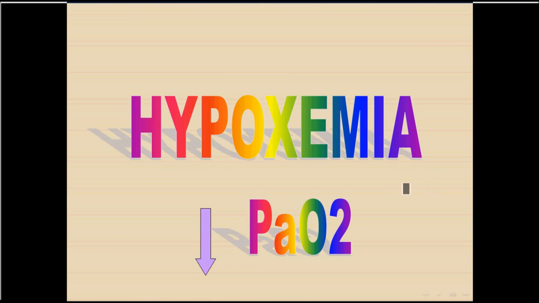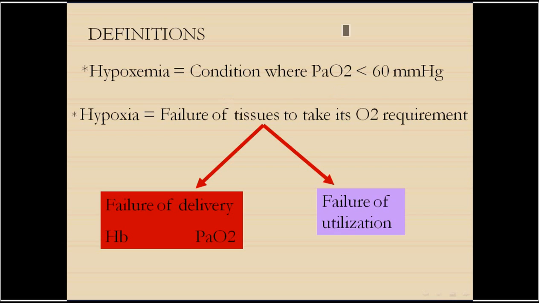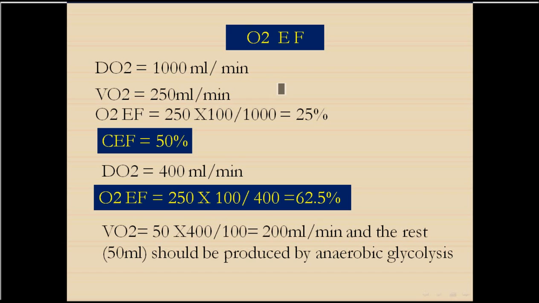So we come to the last item, which is hypoxia. When the partial pressure of oxygen is low, this is hypoxemia: conditions where the partial pressure of oxygen is less than 55 or 60 millimeters of mercury. Hypoxia is the failure of the tissue to take oxygen, either due to failure of delivery or failure of utilization. When you study hypoxia, take care of the oxygen delivery, the oxygen uptake, the extraction fraction, and what we call the critical extraction fraction. The tissues have a limit to extract oxygen, the critical extraction fraction, which is 50%. If the oxygen level is 400 and the normal requirement is 250, the tissues will take only 50%, from 400 to 200, and the remaining will be utilized in the form of anaerobic glycolysis.